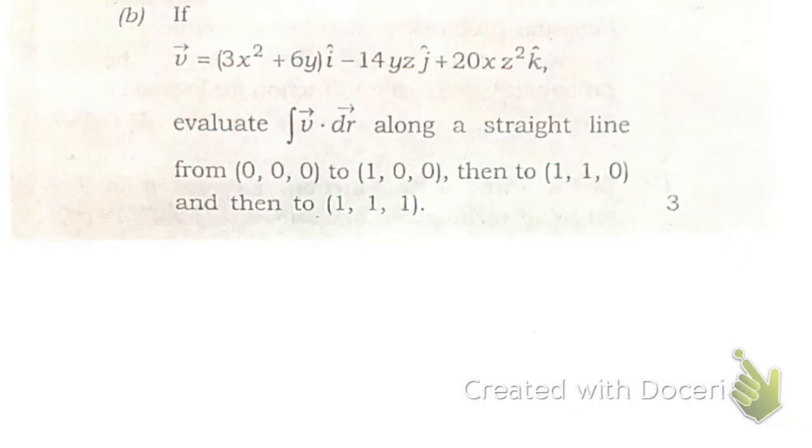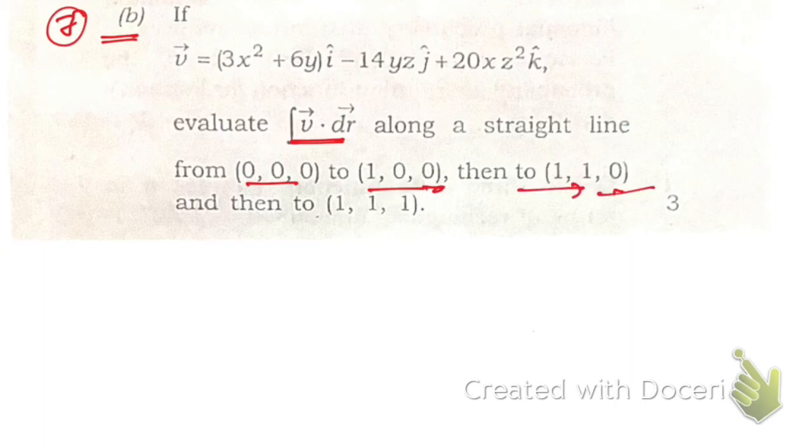Now let us solve question number 7b. The remaining questions will be solved in the next part. So here we need to find the integration of V dot dr along a straight line from this point to that point, then from this point to that point, and from that point again to the next point.